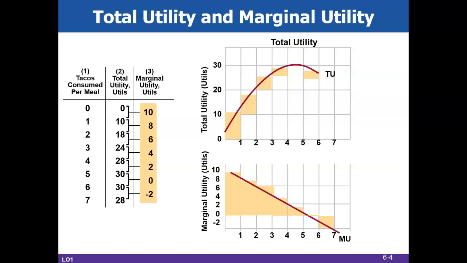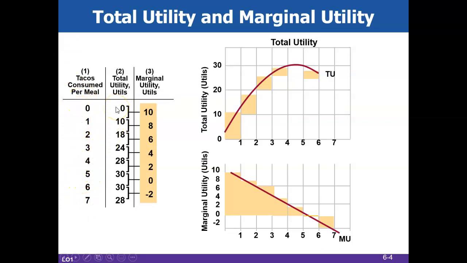If you look on the right, you can see we have some graphs. On the left, understand the very first column here is a quantity column. This is the number of tacos consumed per meal. This doesn't have to be in intervals of one, like 1, 2, 3. It could be like 2, 4, 6, 8. You just have to recognize that in that formula we were saying total utility, marginal utility, the change in total utility over the change in quantity. The change in quantity is this very first column. So this is how many tacos.